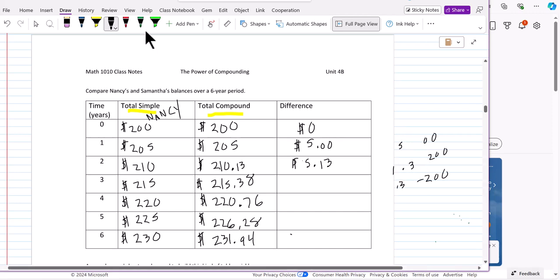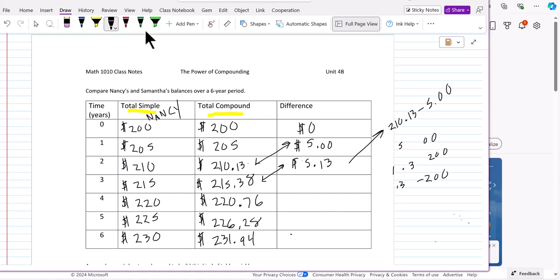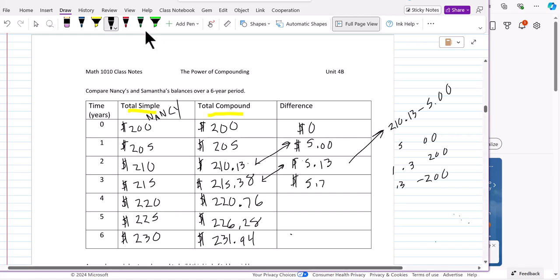Okay, I was thinking of something different. What I did to get that amount right there is I did the 210.13 minus the $5. So I'm looking at what happens between these two numbers right here. Then I'm going to do these two numbers right here. I'm going to take the 215.38 minus the 5.13, and that's going to give $5.25. I'm just seeing how the interest is growing every month.